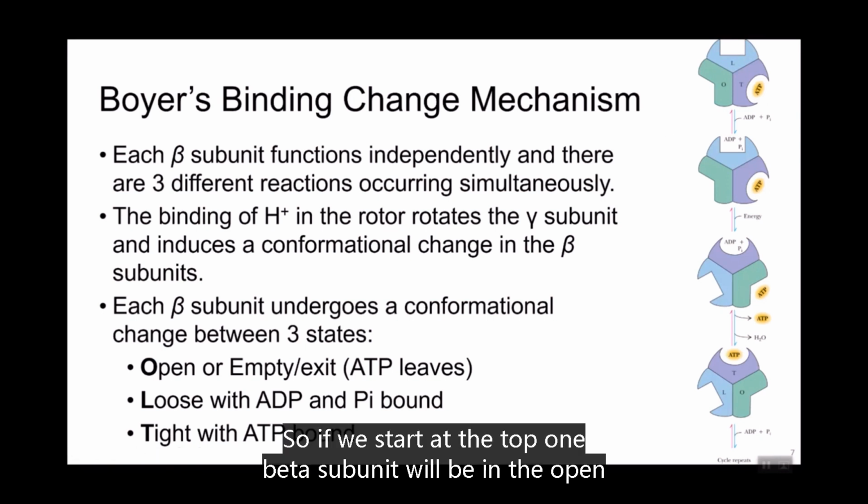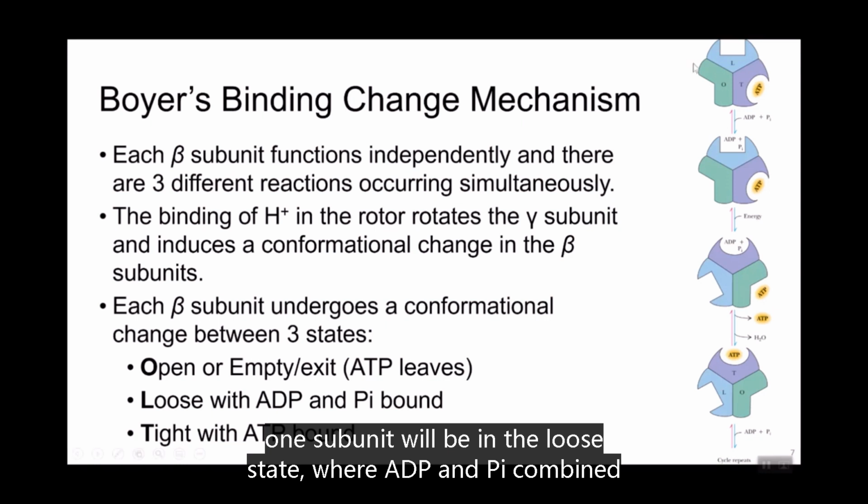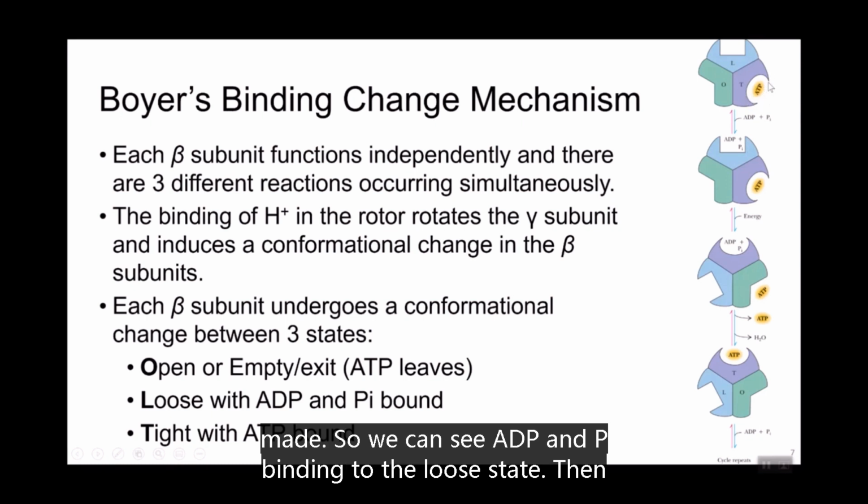So if we start at the top, one beta subunit will be in the open state, also known as the empty or exit state where ATP leaves. One subunit will be in the loose state where ADP and Pi combine, and one beta subunit will be in the tight state where ATP is made. So we can see ADP and Pi binding to the loose state.